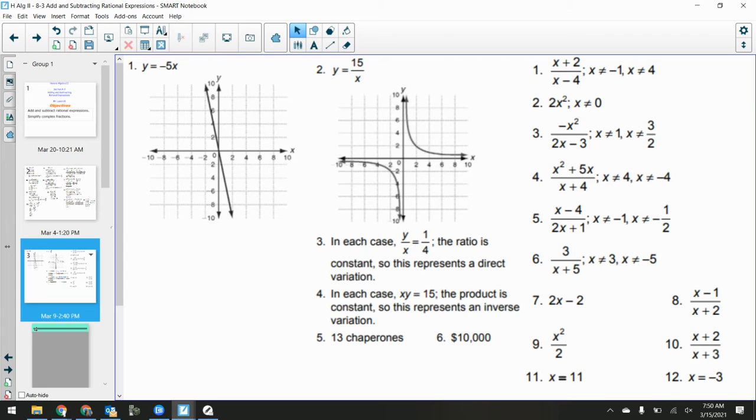And then when you go for what x cannot be, remember you look at your denominator. I want to make sure that they're using both there. X cannot be 1, x cannot be 3 halves. What other questions do we have?